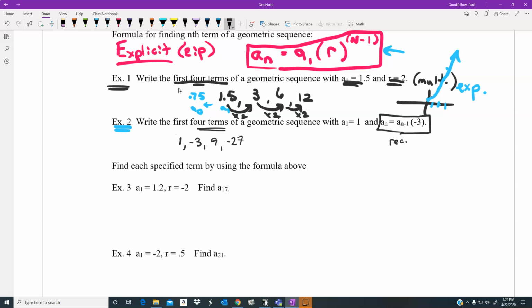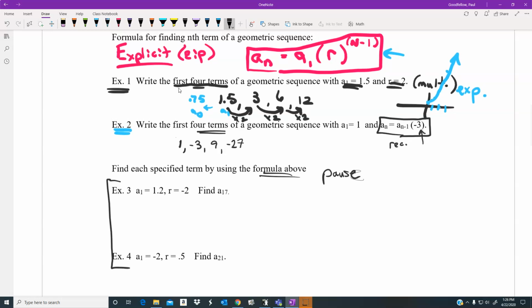Now, funky thing here is if the common ratio is a negative, it will alternate like that. If it's a negative integer, it'll alternate. If it was a negative fraction, it'd alternate and go down. You've got to look at how each sequence works out. Okay. Now, using the formula that you used above, I'm going to give you guys a chance to try example number 3 and example number 4 on your own. So pause the video at this point in time and try and find a sub 17 and a sub 21.